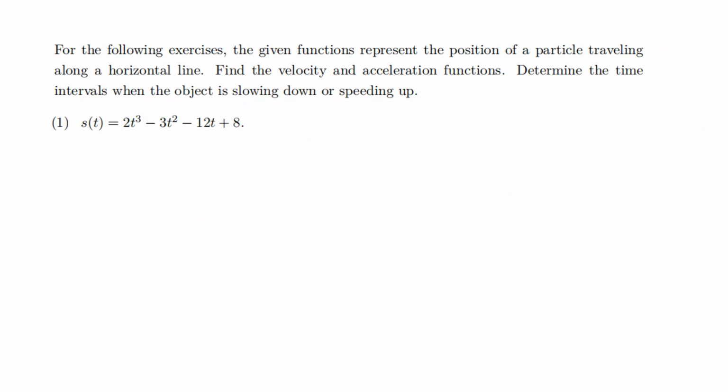For the following exercise, the given function represents the position of a particle traveling along a horizontal line. Find the velocity and acceleration functions. What is v of t and what is a of t? We have to identify them, and then determine the time intervals when the object is slowing down or speeding up. So first we find the velocity and acceleration functions.